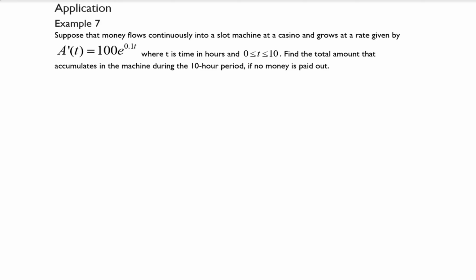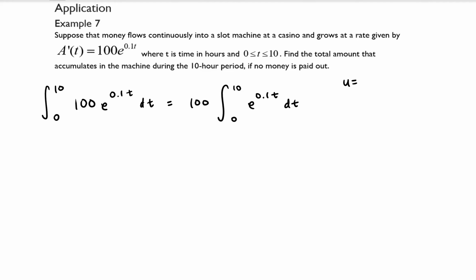So the amount of money given between 0 and 10 hours is represented by the integral from 0 to 10 of our function 100 times e to the 0.1 t dt. I'm going to pull out the 100. And I'm going to make u equal 0.1 t. And then du is going to equal 0.1 dt. And then if I divide both sides by 0.1, we find that dt is equal to du over 0.1.